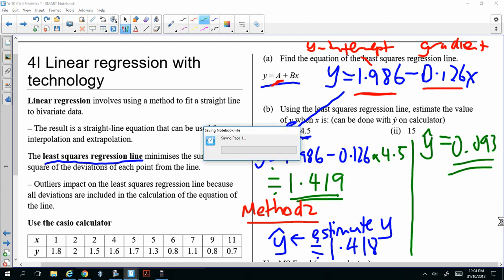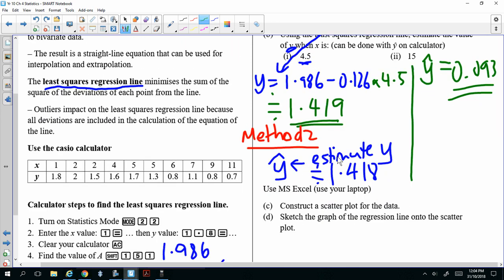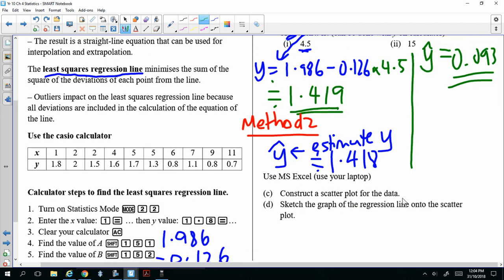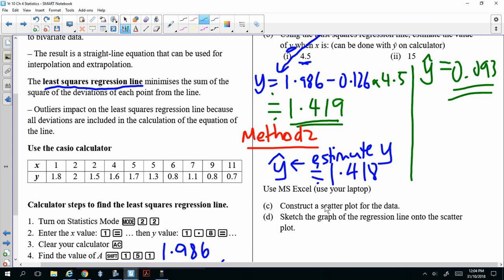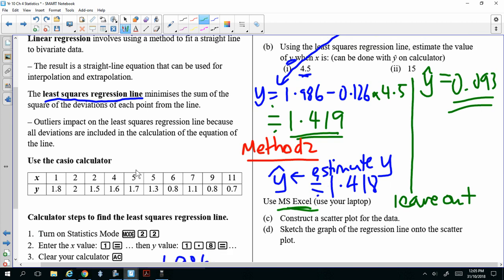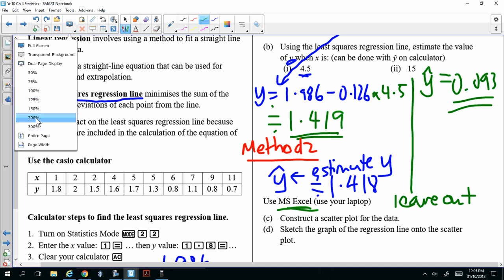All right, so we'll use this y value, and then the rest, don't worry. Sketch the graph or regression line. You have to use Excel, so we'll just ignore that. Okay, we'll just leave it out. All right, good. Any questions? Pretty easy. Okay, so now we have to do a summary of the whole topic, which is the last page. So we'll go to the last page to do the summary.